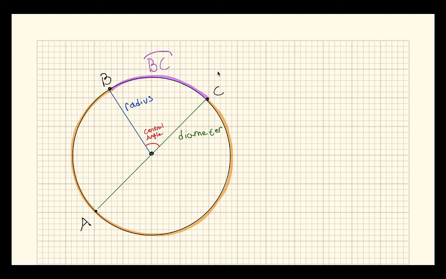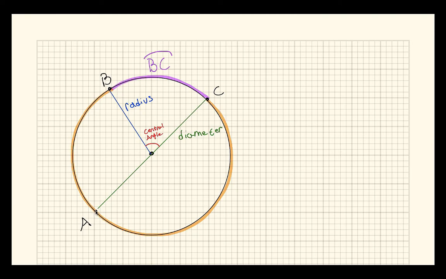Now, this is where we need to differentiate a couple things when we're naming these arcs. Notice this arc goes from B all the way to C. However, we already have an arc from B to C. I went in the opposite direction, doesn't matter. We can't call this arc BC because we already have an arc BC. So if we're naming what's called a major arc, an arc that's greater than 180 degrees, basically greater than half of the circle, we don't refer to this as arc BC.